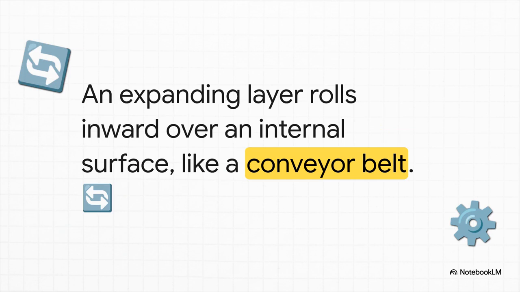All right, another way they do it is through involution. With this one, you have an expanding layer of cells that rolls inward over an internal surface. Think of it like a conveyor belt, where one layer is rolling right underneath another. It's this smooth, continuous flow that brings whole sheets of cells to the inside.